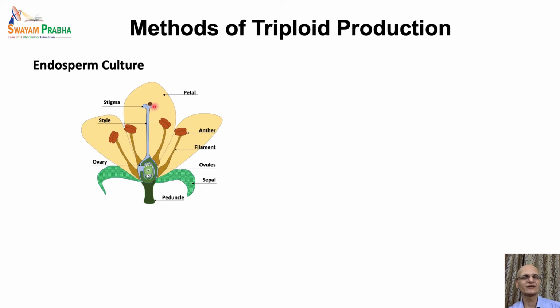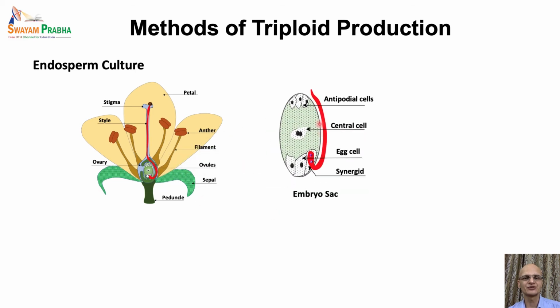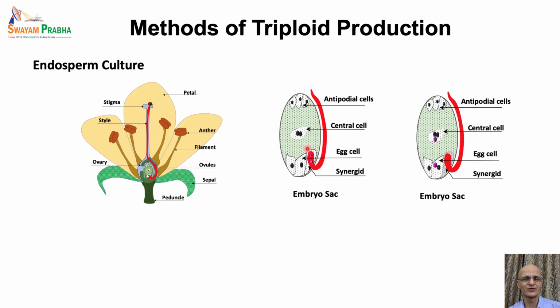Once the pollen lands on the stigma, it germinates and the pollen tube grows from the stigma towards the ovary through the style. The pollen tube carrying two male nuclei enters the female gametophyte through the synergids in the ovule and releases these two male gametes in the embryo sac. So here is a pollen tube carrying two male nuclei entering the embryo sac through one of the synergids. Finally, it releases the two nuclei in the embryo sac.